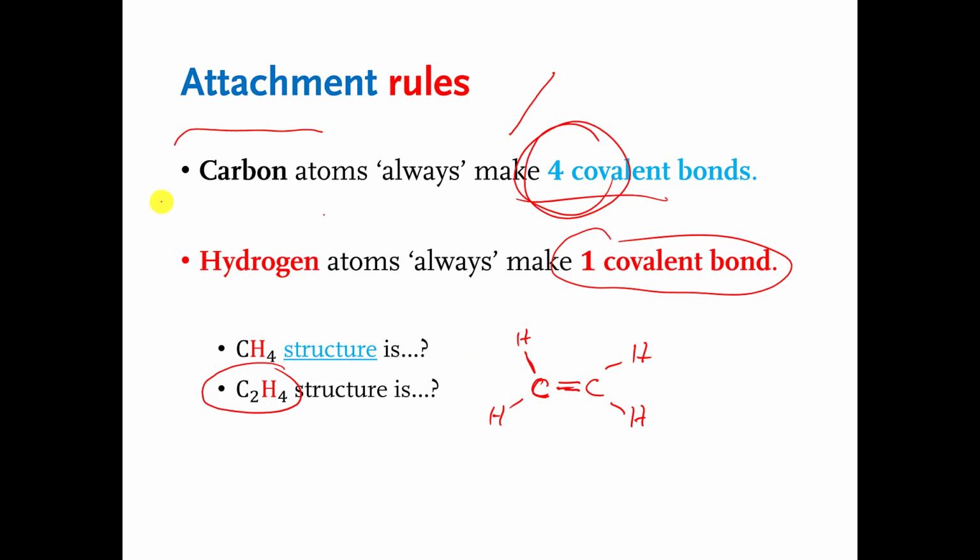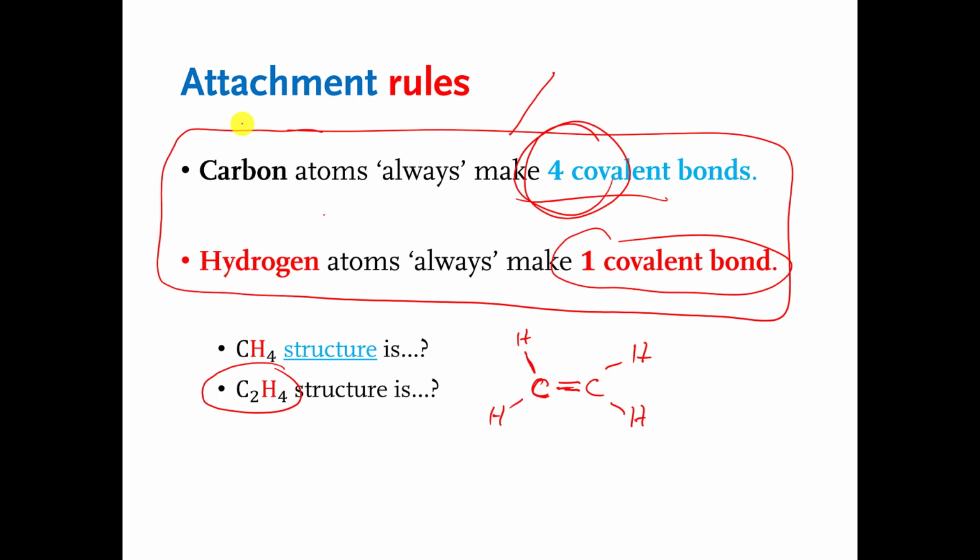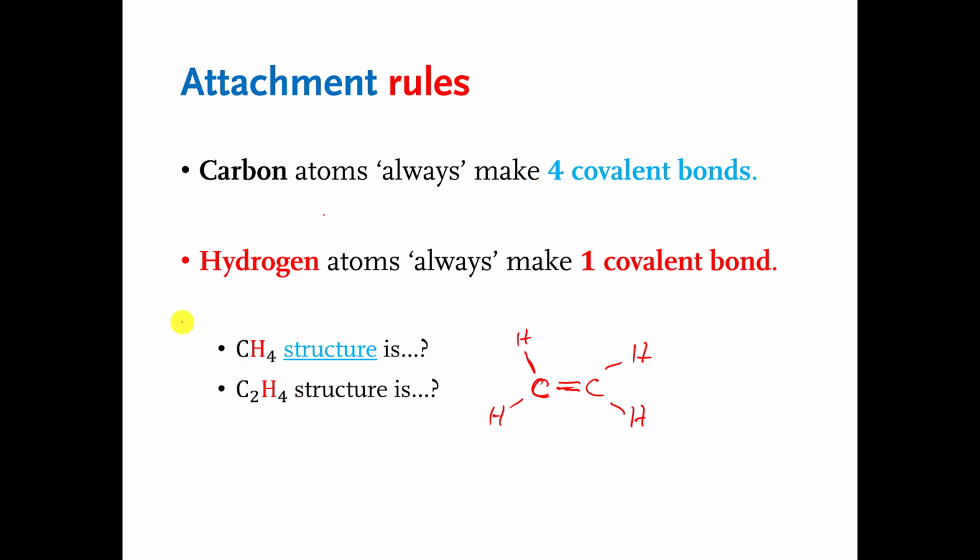Again, these 2 rules are pretty simple, but they are powerful in that they let you figure out how the atoms are attached, or they let you figure out the structure of many different organic molecules. Not all of them, but many of them. So you'll see you can have double covalent bonds in your organic molecules.